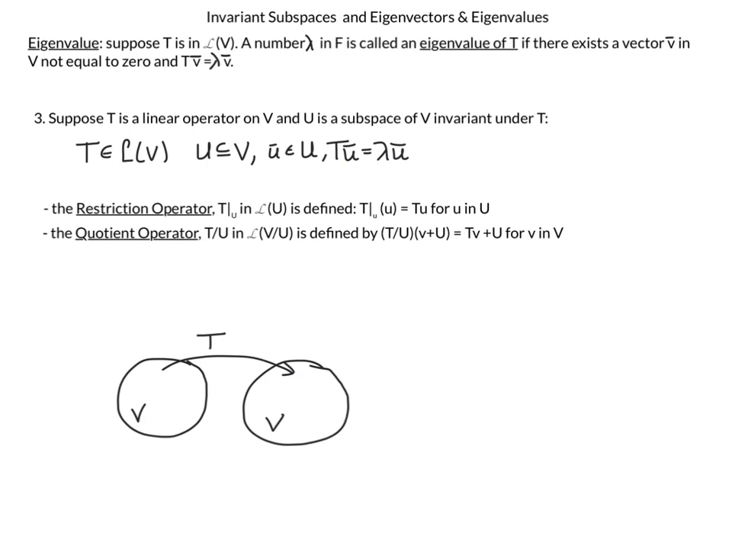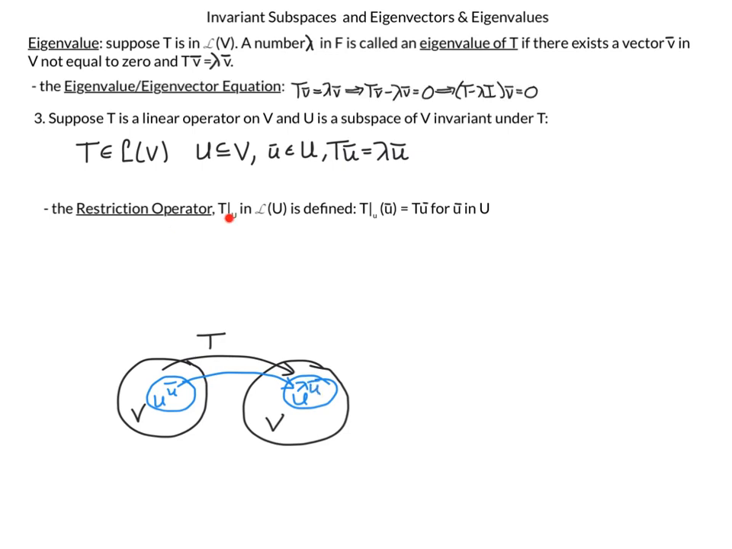So we said T is a linear operator on V, so it maps from V to V. And U is a subspace of V that is invariant under T. So I'm just going to draw U in blue. It's this little subspace of V. And whenever T maps from U, it maps right back into U. And in fact, it'll take a vector u and map it to a lambda u. Oops, I put lambda v, lambda u.